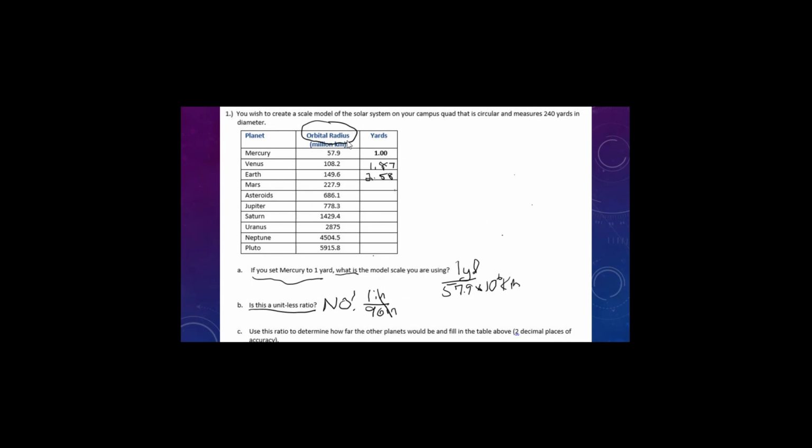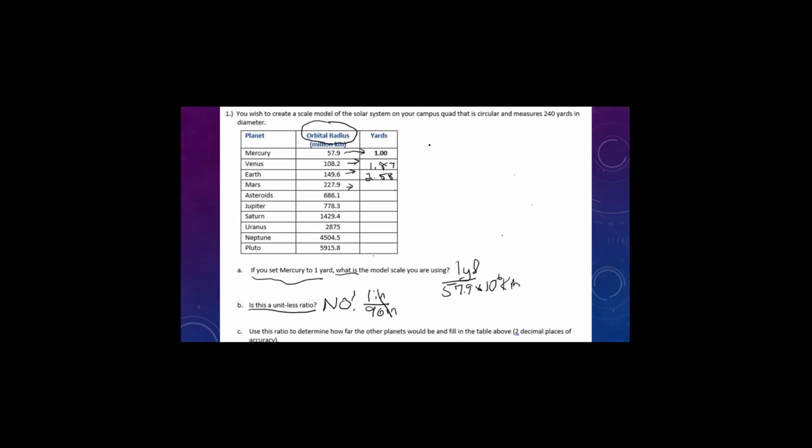Notice how each time that I do this, to get Mercury to go to 57.9 to 1, you can divide by 57.9. To get this scale the same way, we divide it by 57.9. To scale the Earth, we divide it by 57.9. So guess what we're going to do here? Instead of setting up the proportion, I'm just going to take advantage of this fact.